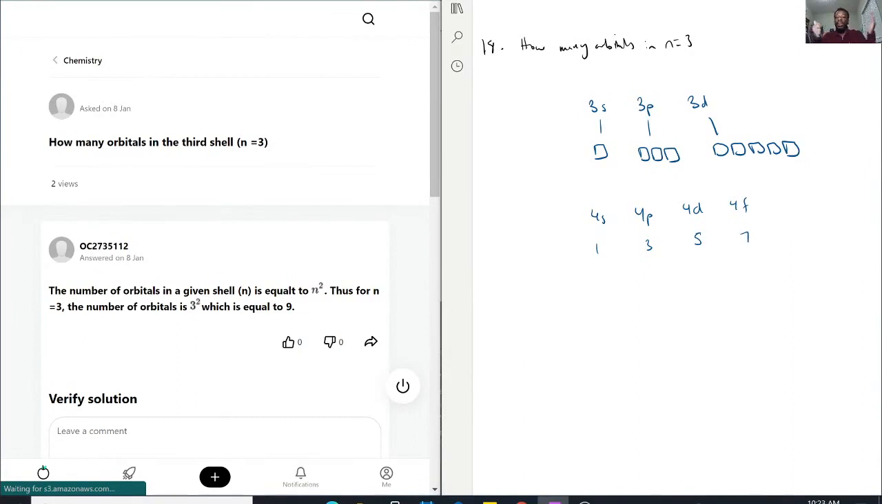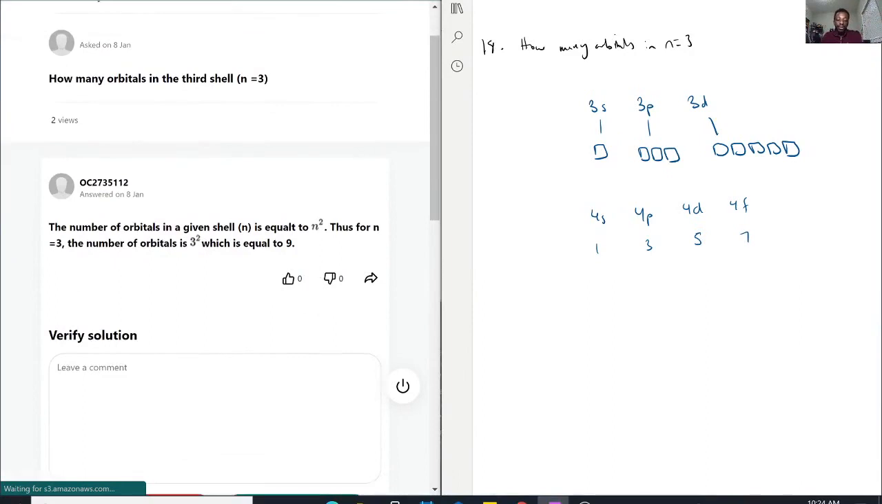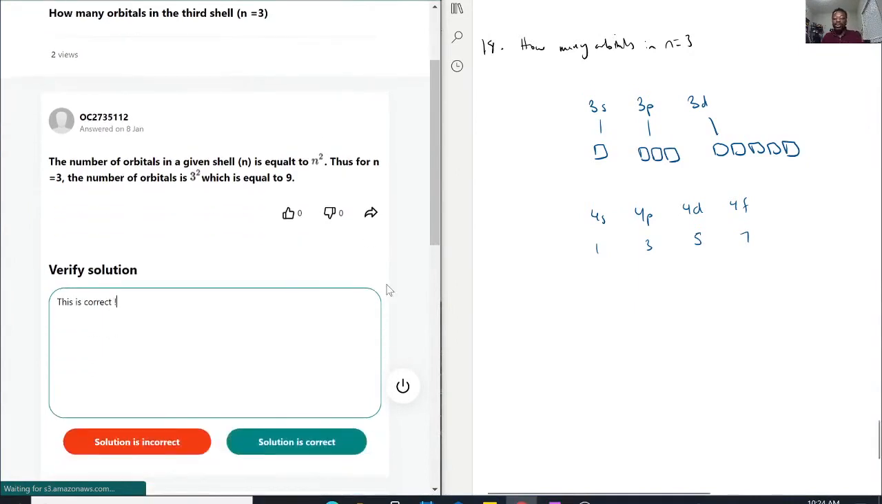But if I went to the fifth shell, for example, there are some orbitals that we don't really talk about, because technically now we're going into other parts that aren't really covered. Theoretically, we say that shell has 25 orbitals. Where does that come from? We don't really know. Based on this equation, though, that's all we can say. So this is correct, and it is going to equal 9.